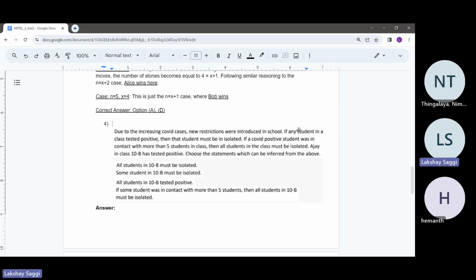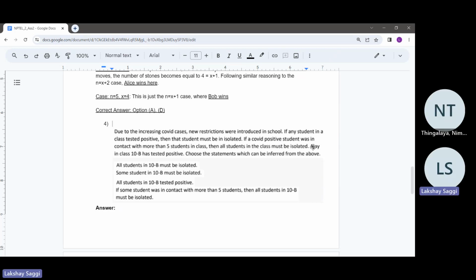So these are two types of rules which have been introduced in school. Now let's say Ajay in class 10th B has tested positive. What we want to determine is what can be inferred from this information. The rules say that if any student tested positive, that student must be isolated, and if a COVID positive student was in contact with more than 5 students in class, then all the students in the class must be isolated. Now we know that Ajay has tested positive. So choose the statement which can be inferred from the above.